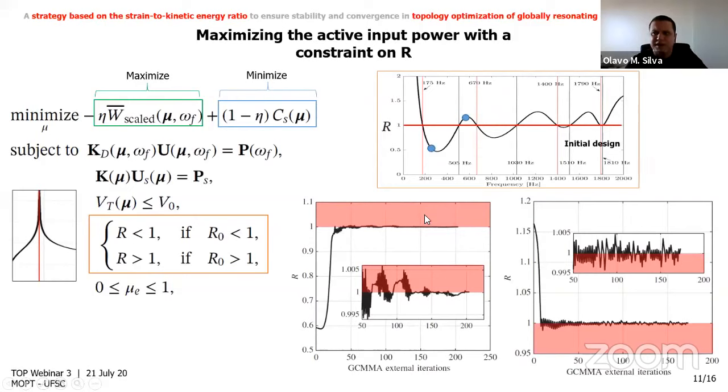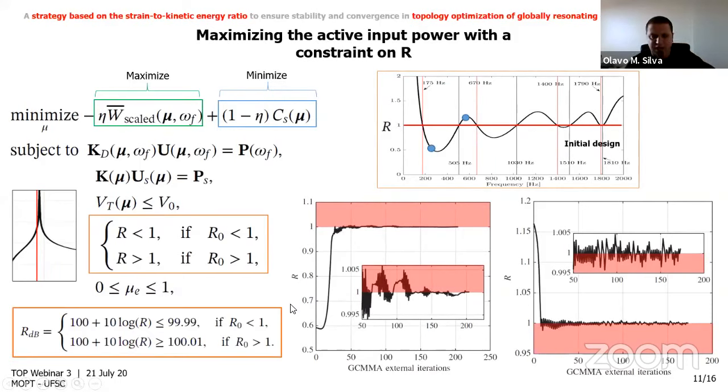And if this ratio is greater than one for the initial design, we will keep it greater than one along the process, not exceeding this red zone. And due to the GCMMA, the implementation of this constraint is made according to this adaptation, where this gap was obtained after some tests.